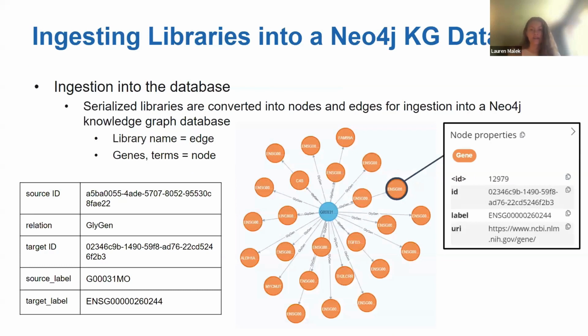We then serialized the libraries so they could be ingested into the knowledge graph database. Specifically, all of the lncRNAs and the annotation terms became nodes, while the edges connect these nodes if a lncRNA is a member of a particular lncRNA set. So in this example, you can see how every lncRNA set can become a subgraph. The lncRNA set label serves as the source node, and then each of the lncRNAs in the set is connected to it, and the edges are labeled by the library name, which in this case is GlyGen.